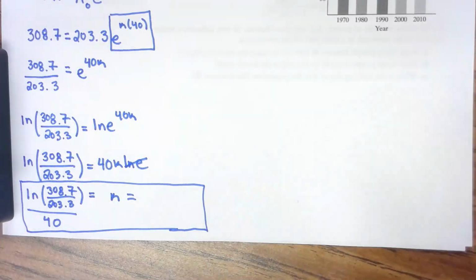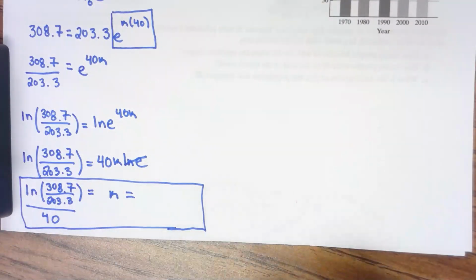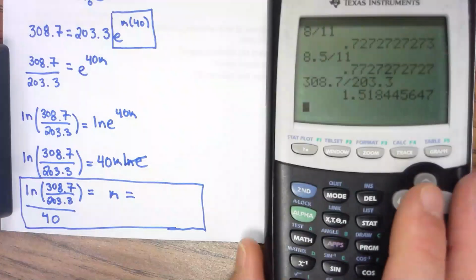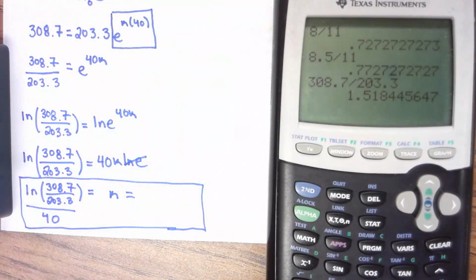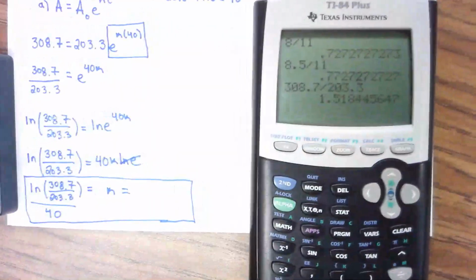And when you're working on the MyMathLab, good idea to pay attention to how many decimal places it wants us rounded to. We'll round to 3 decimal places. I feel like that's been pretty consistent in the online homework to say 3 decimal places.